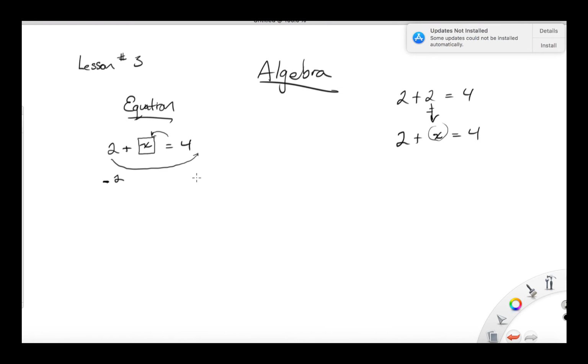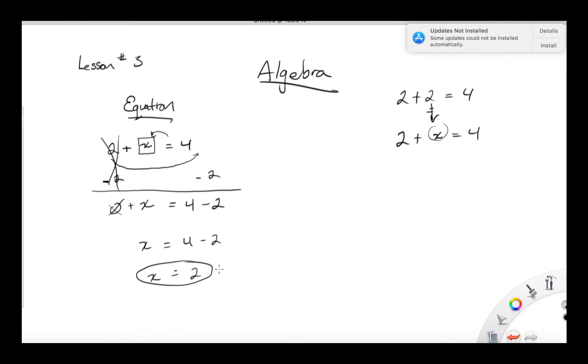I have to subtract 2 from both sides of the equation, which 2 minus 2 is 0, which cancels that out. So I have 0 plus x equals 4 minus 2. Or, since 0 really doesn't matter, x equals 4 minus 2. Well, x equals 4 minus 2, so 4 minus 2 is what? 2. So we can put 2 back in the equation for x and make sure we can solve here. That is the basis for algebra.